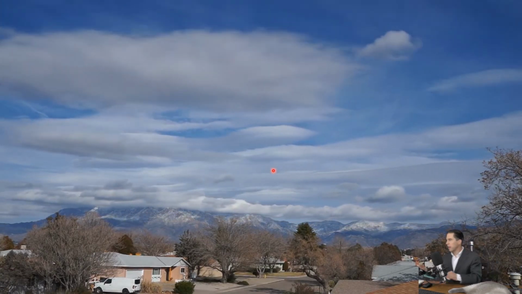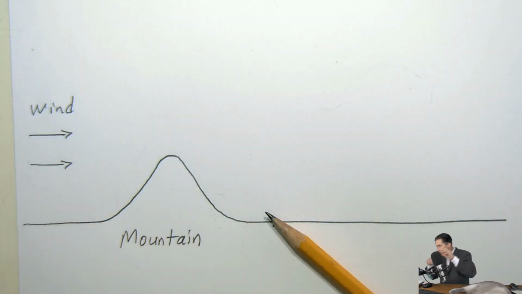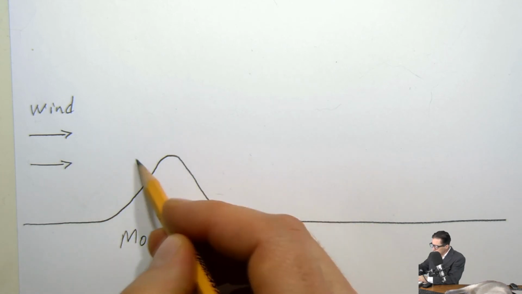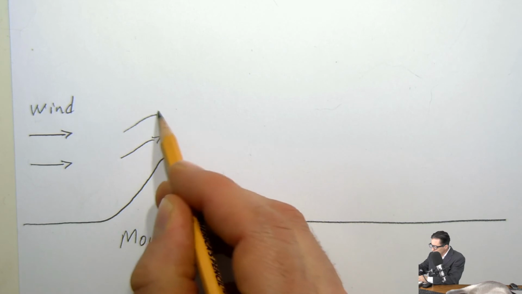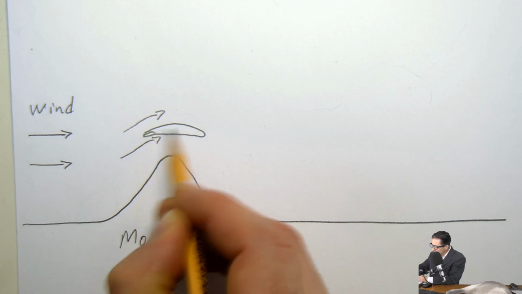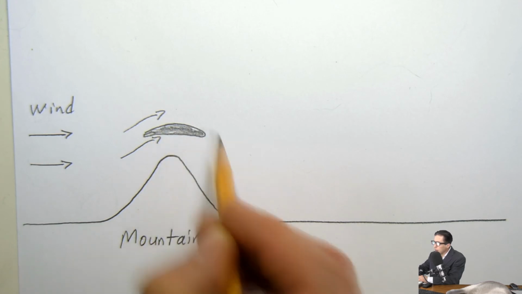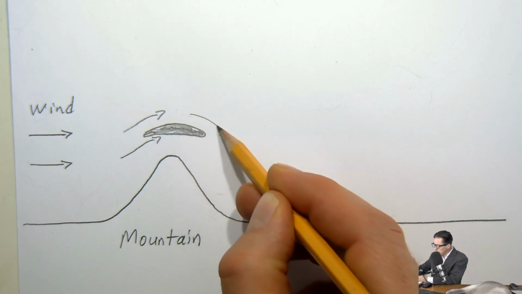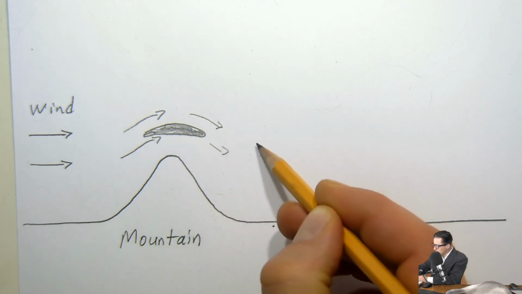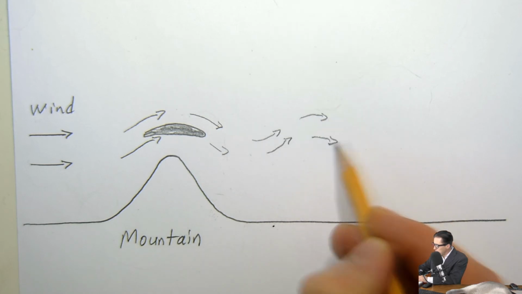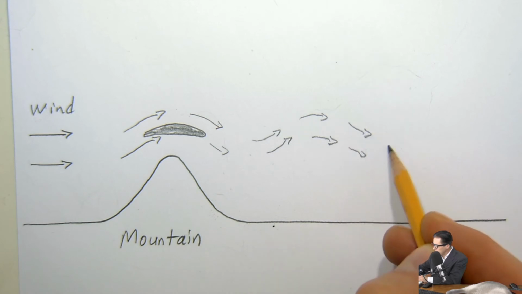Now, one thing that will happen is that if we have a mountain and we have wind and it pushes up over the mountain like this, we'll get a lenticular shaped cloud, say up here, right? Okay, but air is compressible and it's bouncy. So what happens is the air goes up over the mountain and it comes down and it compresses and then it goes back up again. And then it makes another hump like this and it bounces again.